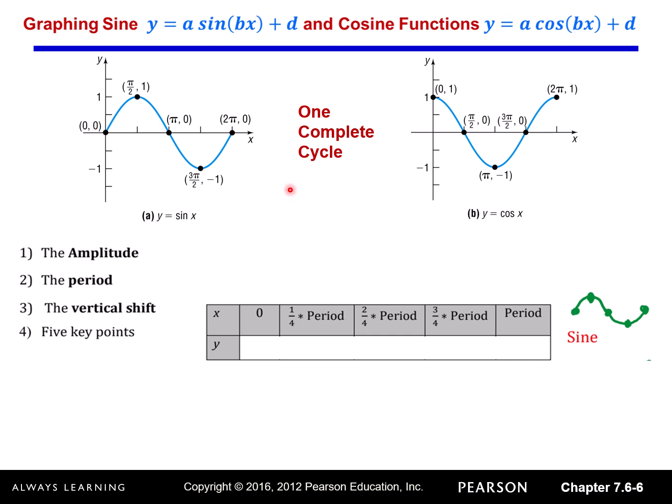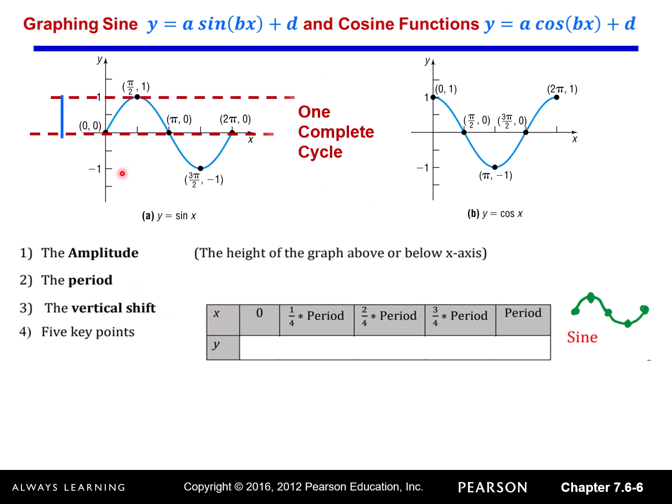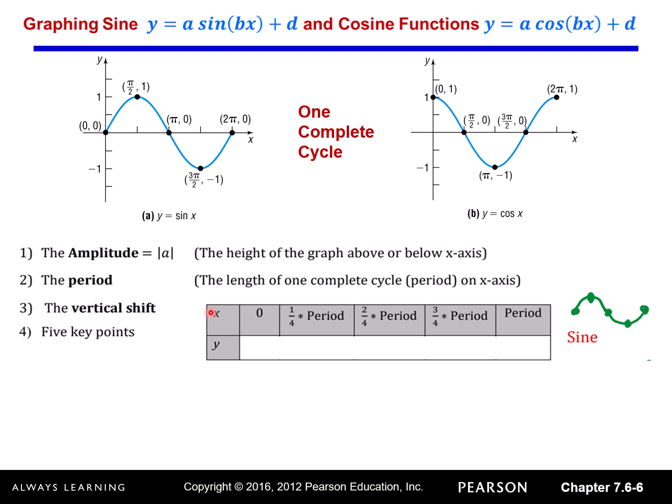Now, the amplitude is the height of the graph above or below the x-axis. So amplitude is determined by getting the absolute value of a. While the period is the length of one complete cycle on the x-axis. So the period for the sine function is 2 pi, and the period for the cosine function is also 2 pi.